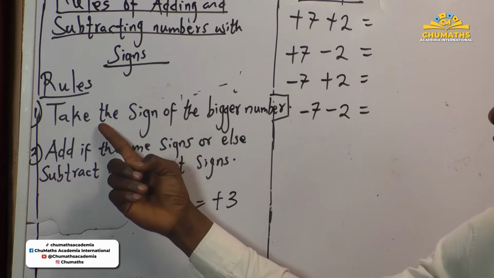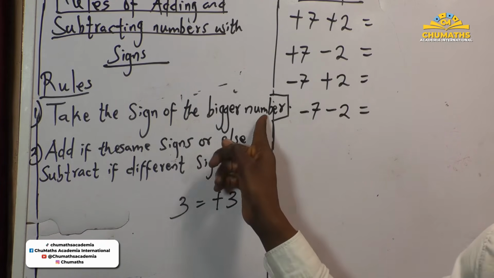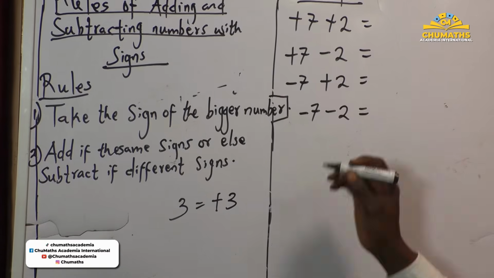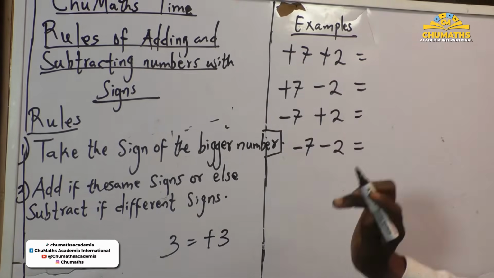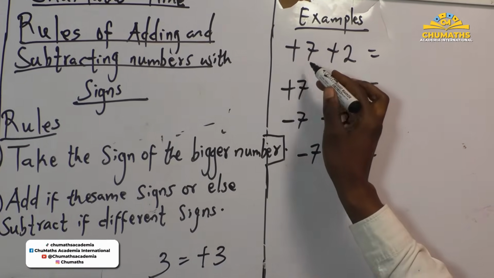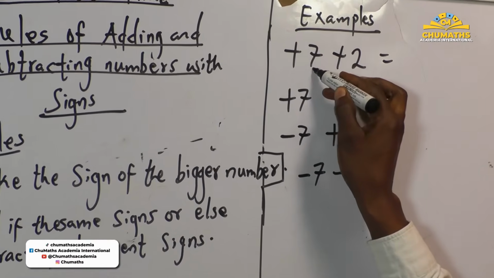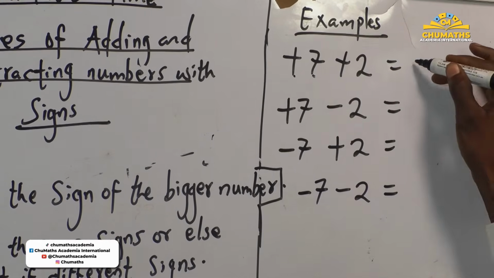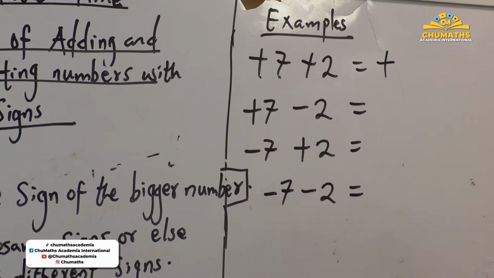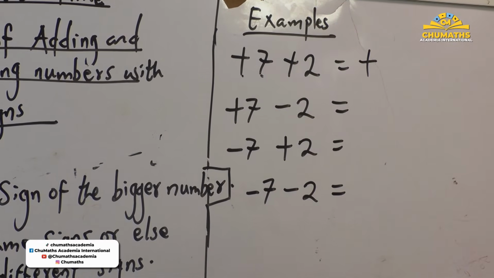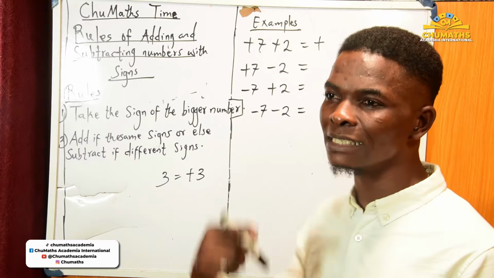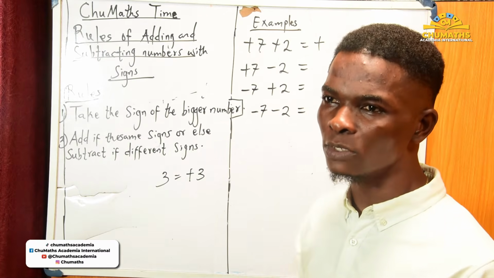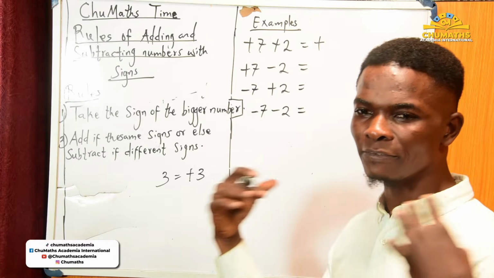Number 1 says what? Take the sign of the bigger number. So you look at these two numbers. What is the bigger number? Then you agree with me that 7 is the bigger number. So what do you do? You take the sign of 7. The sign of 7 is plus. And you should note as a mathematician that the sign of every number is always before the number. It's not after the number.